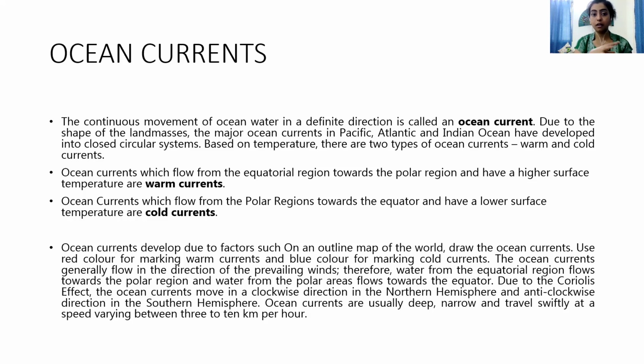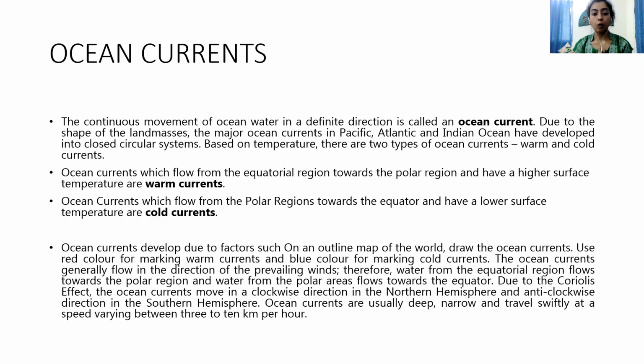In the equatorial region, we know that solar insolation is more and temperature is more. So when the ocean current is flowing from the equatorial to the polar region, that is known as warm currents. And when the ocean current is flowing from the polar regions, which are colder, where ice caps and glaciers are there, to the equatorial region, that is known as cold current.